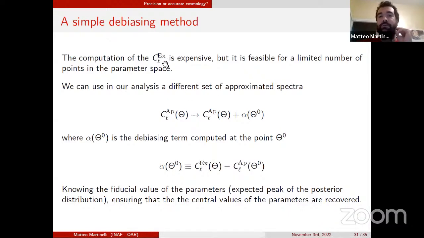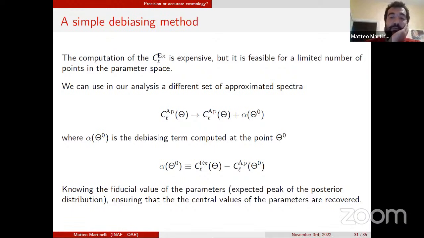So our idea was to basically write our approximating spectra, not just by themselves, but adding to it a biasing term. Which is a term that is computed at a single point, θ0, of the parameter space, and is just the difference we expect at that point between the exact and approximated spectrum. So by definition, this means that in θ0, we will have exactly the correct prediction for the spectrum, only at that point. But all the other ones nearby are corrected accordingly.